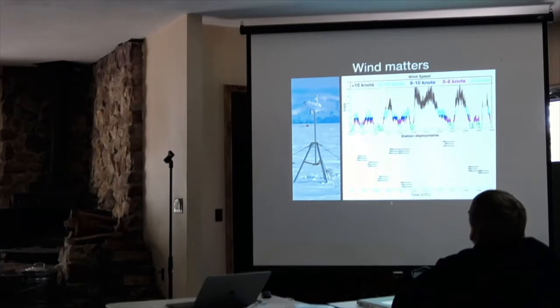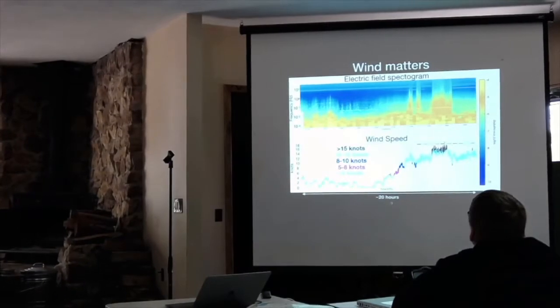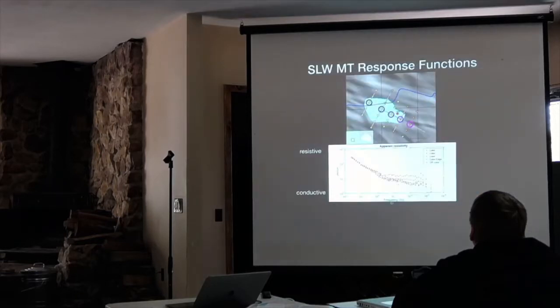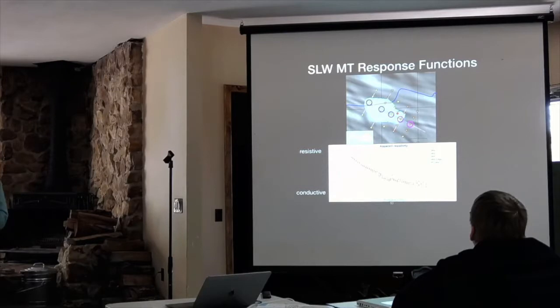So I will pull out one station that sort of highlights this. This is an electric field spectrogram, and this time during low wind periods, we get responses that we would generally expect. So we have frequency and time on this axis, and this is our power for the electric field spectrogram. But then as the wind picks up, we get these spikes that totally blow out our electric fields and render our data useless during those times. But from this, I would pick 10 hours of data, which is more than enough to process up some response functions.